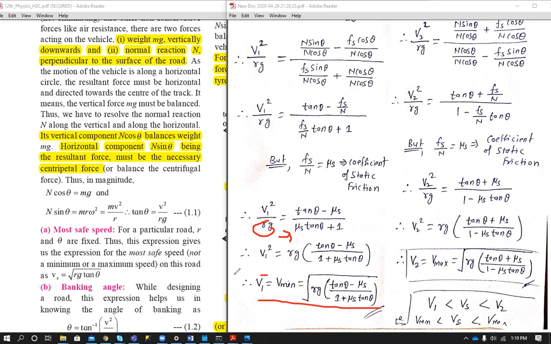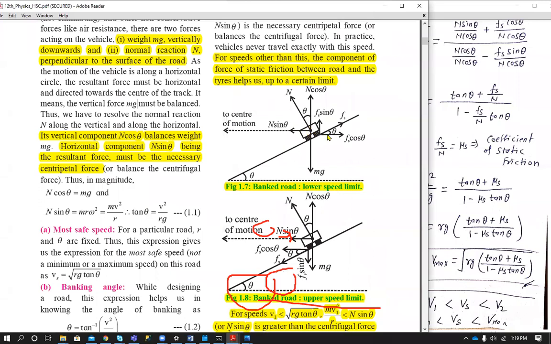Okay, so this v1 is nothing but the lower speed limit or v minimum. In this case, we assume that the speed is less than the maximum safety speed. As the speed is less, the vehicle will travel along the inner side of the road. As it goes towards the inner side, the frictional force will act in the upward direction.